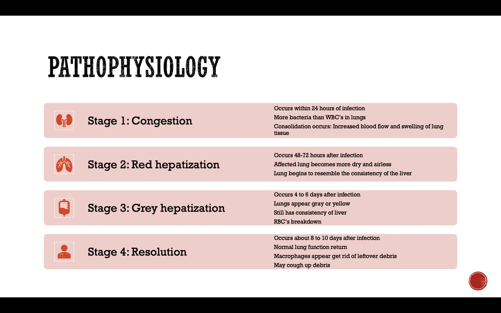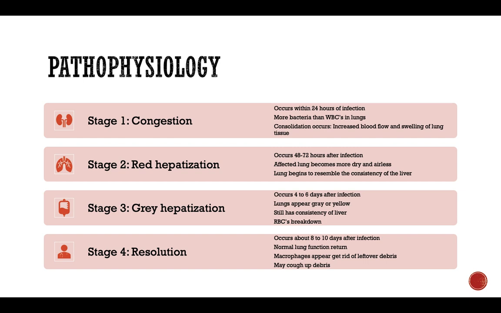In stage three, gray hepatization, the lung still has the consistency of the liver, but the difference is you would see the breakdown of red blood cells, and then the lungs will appear gray or yellow. This typically occurs 4 to 6 days after the infection.